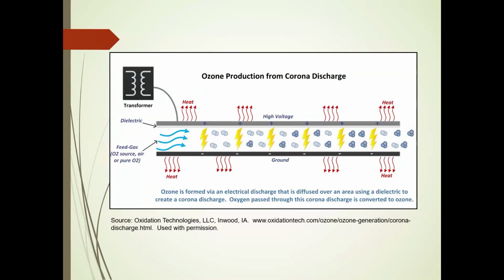Here's an illustration of a corona discharge system. The filtered, highly concentrated oxygen is fed into the tube, which has a high voltage potential. This causes electricity to discharge from one side of the tube to the other. Essentially, you form a lightning field, and as that concentrated oxygen passes through this lightning field, you get ozone being produced.